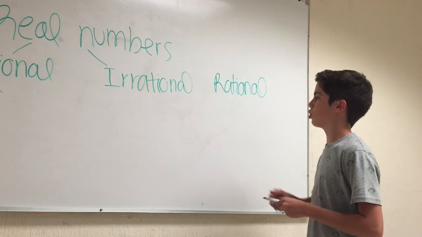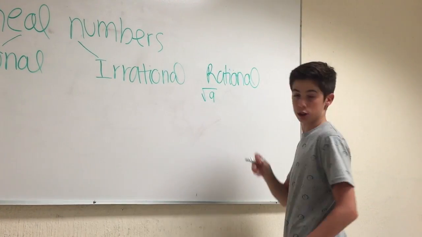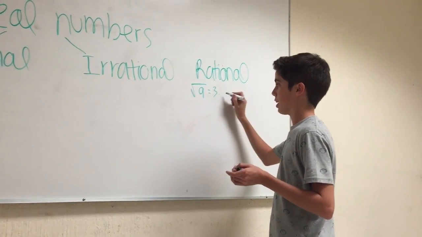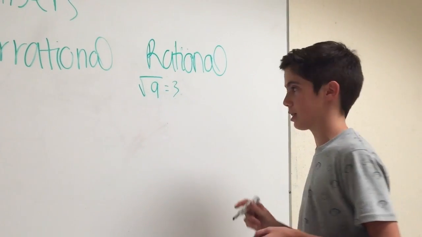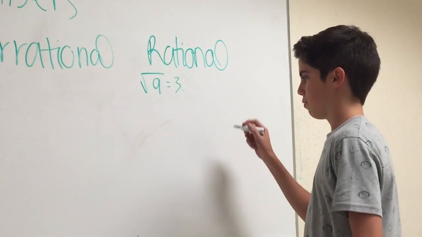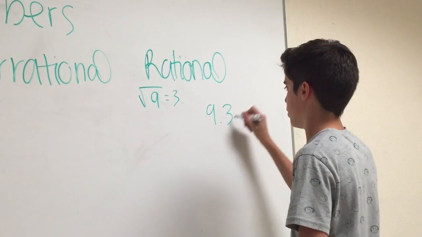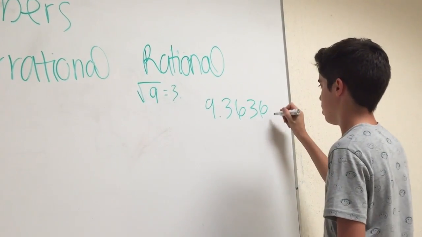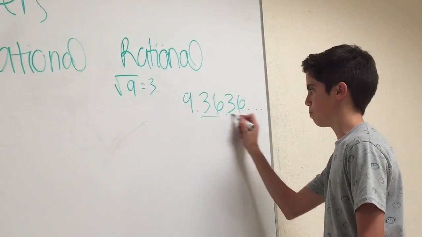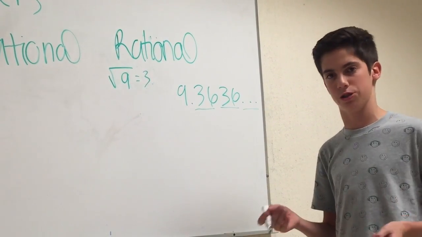So first, rational numbers can be like 9, or the square root of 9, because we all know that the square root of 9 is 3, so it doesn't have any decimals left. But we can have decimals, and they can be of two types. If they have a certain pattern in them, for example 9.3636, and so on, you can see here that 36 repeats itself, so it's a pattern. So we would classify this one as a rational number.